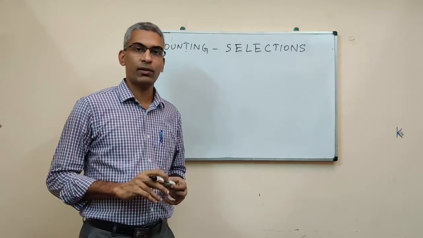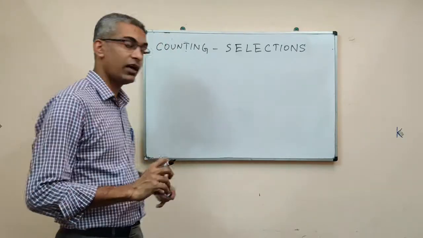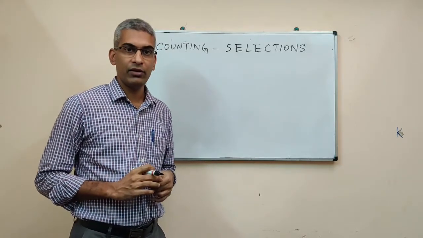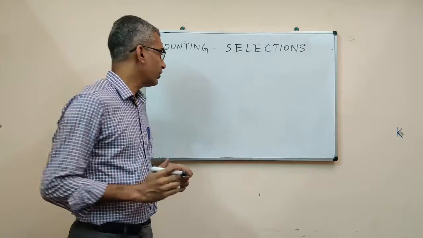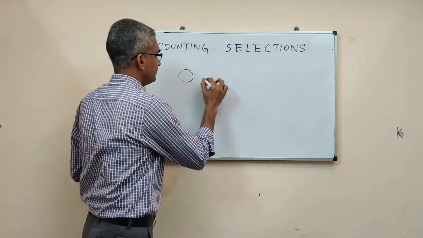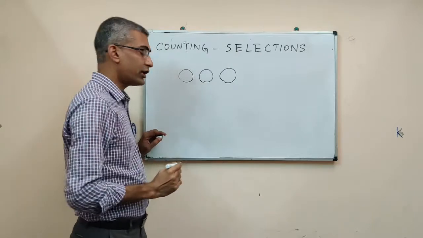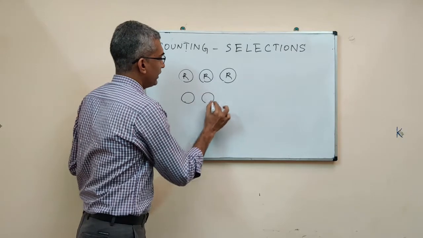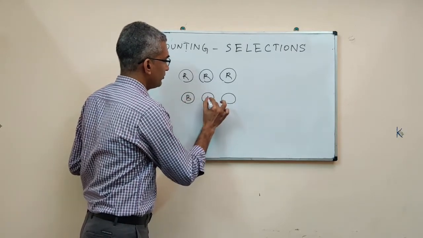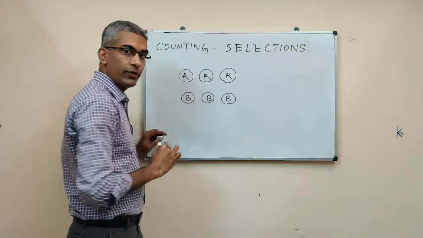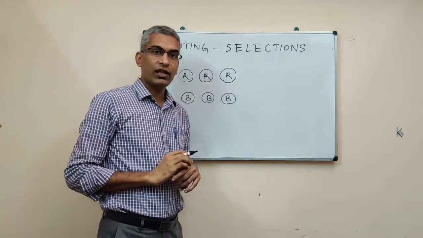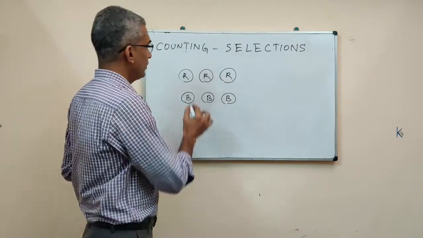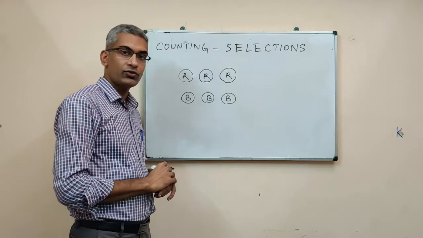In all the selection problems that we have discussed in this section till now, the elements involved, all of them were distinct. They were all different. But let us see a situation where they are not different. Let us say there are three red balls and three black balls. The question is, in how many different ways can we select three balls from this set of six balls? There are three red balls and three black balls.